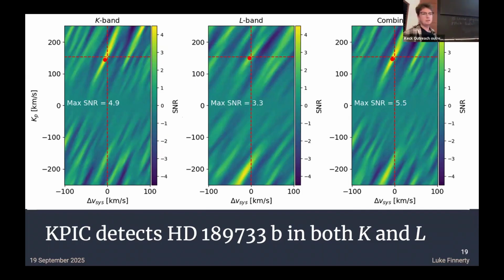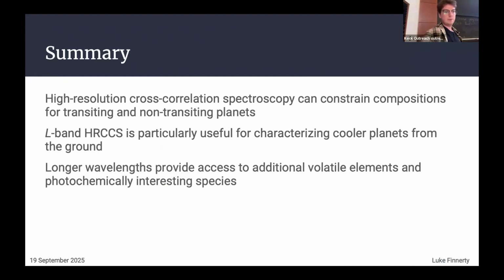background subtraction. So I think I am just about at the time limit. I do just want to say L-band is great. Longer wavelengths are great. And we shouldn't cut things off at 2.5 microns because that's where the thermal background starts to get funky. You can deal with the background.